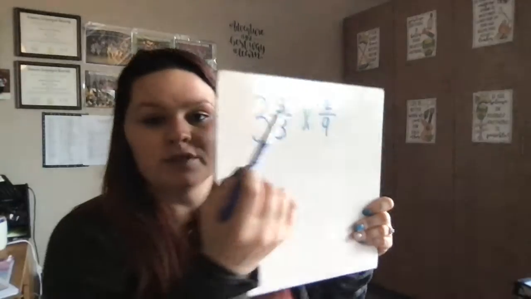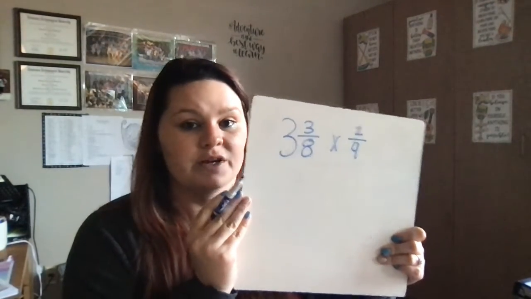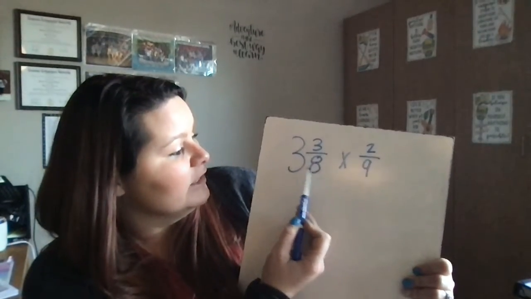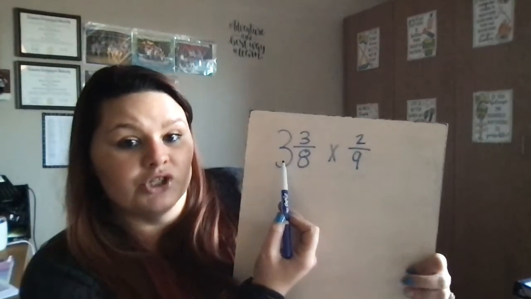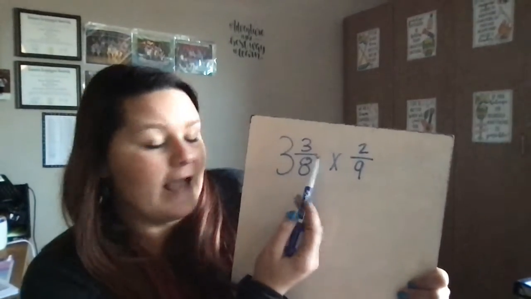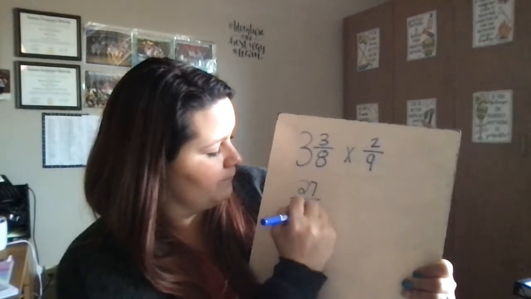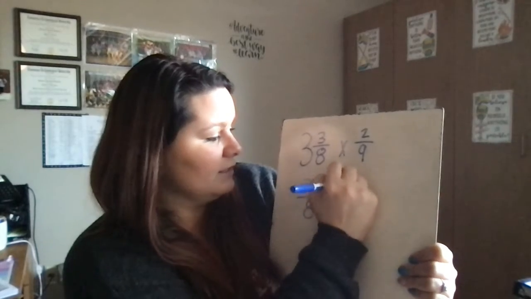So again, when you see a mixed number in a problem like this, the first thing you need to do is change it to an improper fraction. And again, how you do that is multiply the denominator times the whole number. So 8 times 3, which is 24. And then we're going to add that 3, which is 27/8.